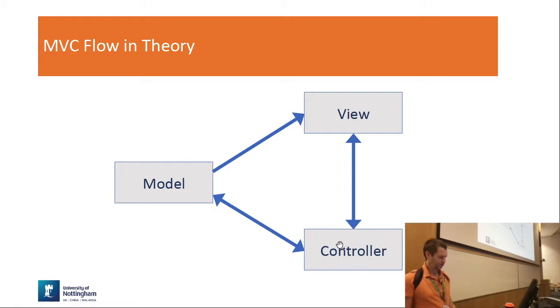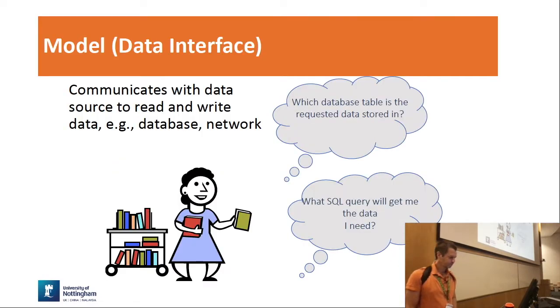You can think of the input, output, and then data storage. Actually, you could divide the model into two halves, like data interface and processing logic, right? That's Bob's generic pattern. So the model's data interface communicates with the data source to read and write the data, like a database or a network interface and so on.